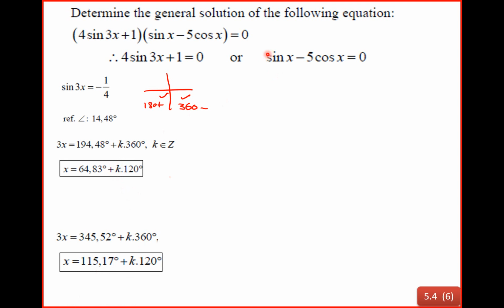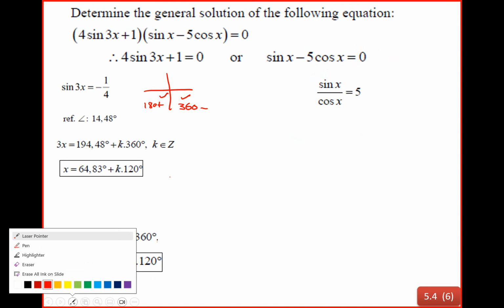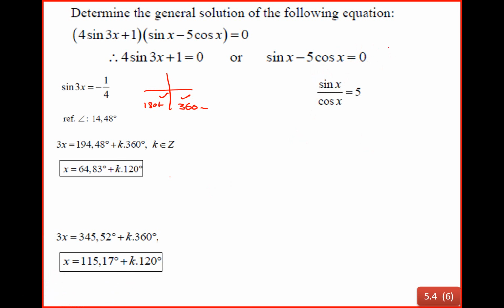Now we're going to move to the other factor that we equated to 0. Sine x minus 5 cos x is equal to 0. So we're going to move minus 5 cos x to the right-hand side. It will become a plus 5 cos x. And then we're going to divide by cos x. If you're a little lost there, let me quickly show you how we got that. We have sine x is equal to, you take your minus 5 cos x to the other side, you get 5 cos x, and then we're going to divide both sides by cos x.